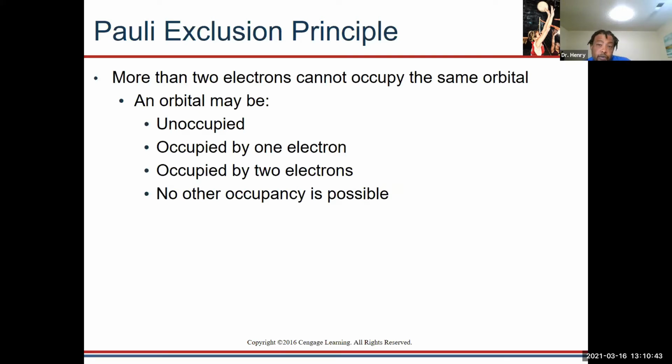But the subshells, right? So the S subshell has one orbital. It holds two electrons. S holds a total of two electrons, right? P holds a total of how many electrons? Six.